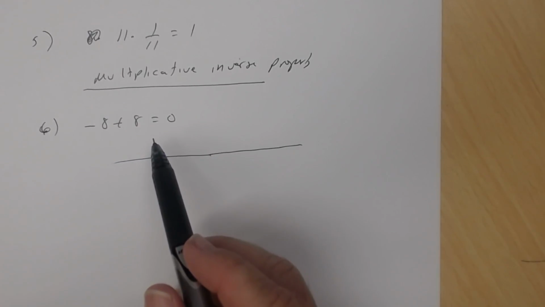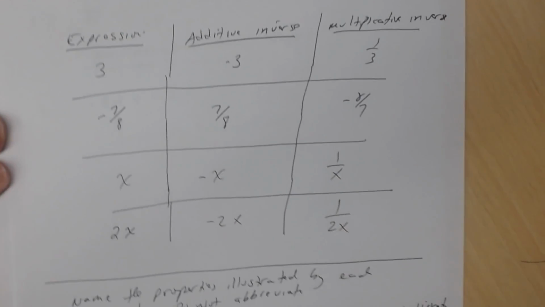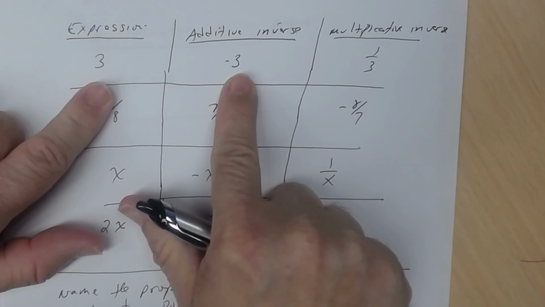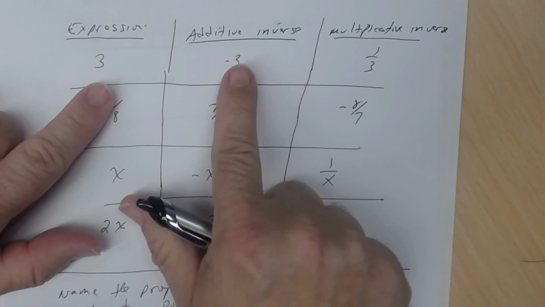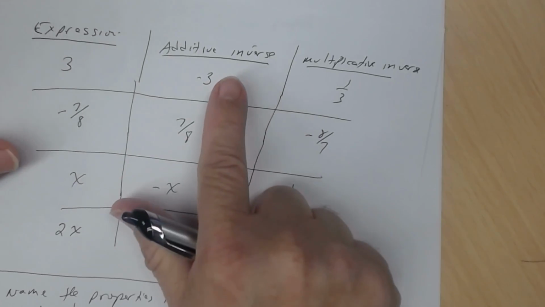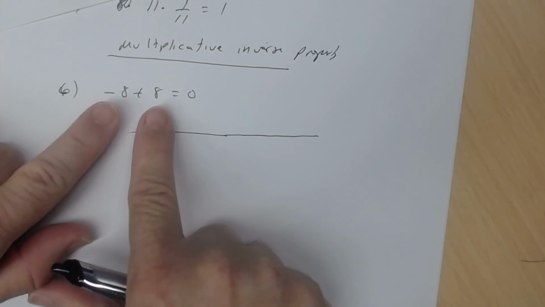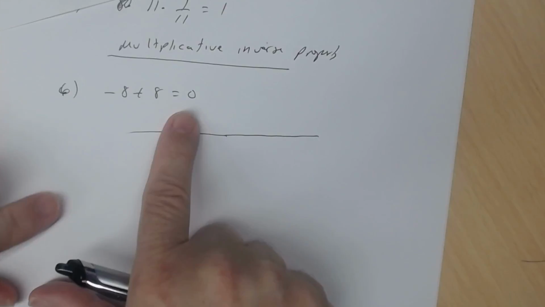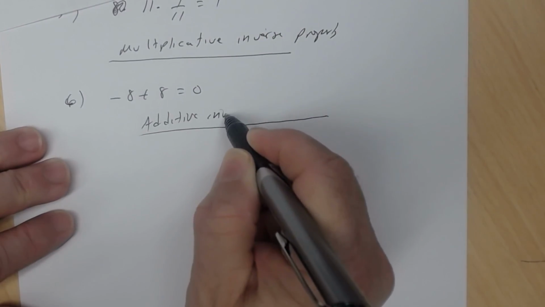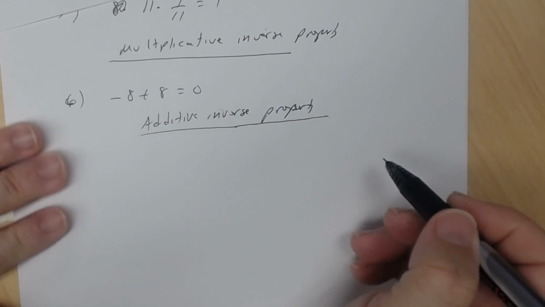Again, I want you to look at this chart. When we did 3 plus negative 3, what did that equal? That equals 0. So I was using the additive inverse property. The additive inverse says when I add two numbers that are opposites, I get 0. And that's what you're doing here. So that's called the additive inverse property.